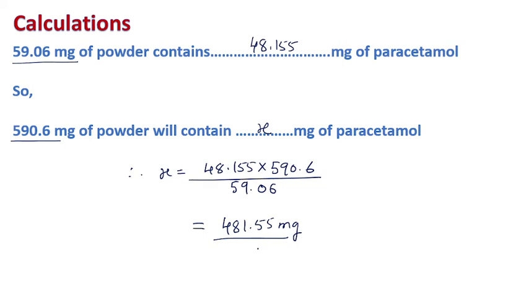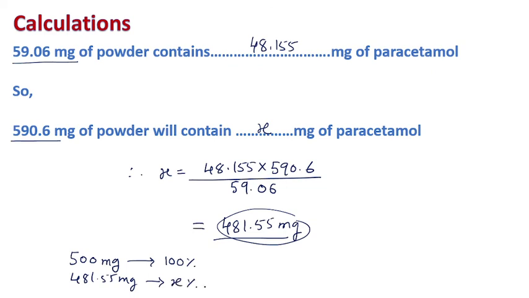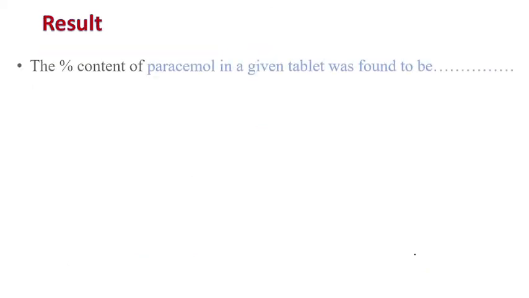Now, because it is an assay, we have to express our results in terms of percentage. You know the label claim: if a tablet is containing 500 mg, we refer to it as 100% pure. Now practically how much did you get? You got 481.55 mg. So that will correspond to x percentage. You can find out the x here, and by calculation the x will come around 96.31%. So this is your final result which you can put in.